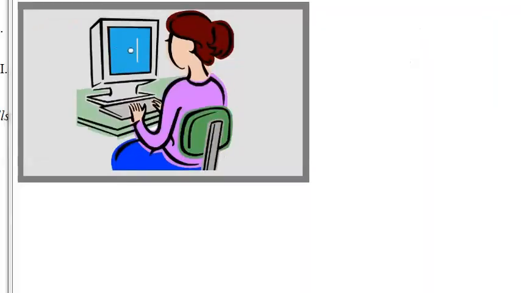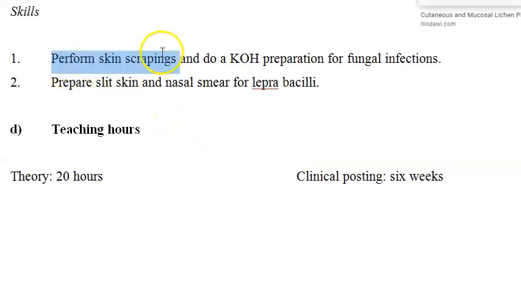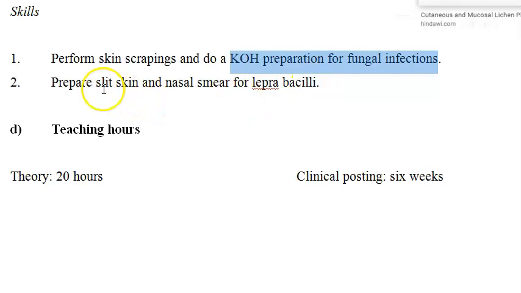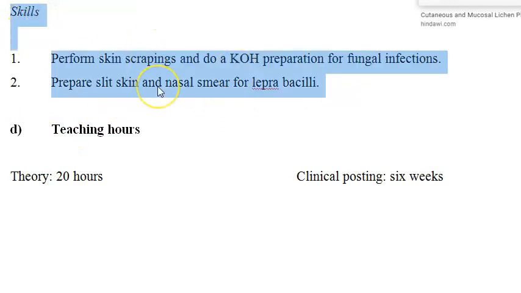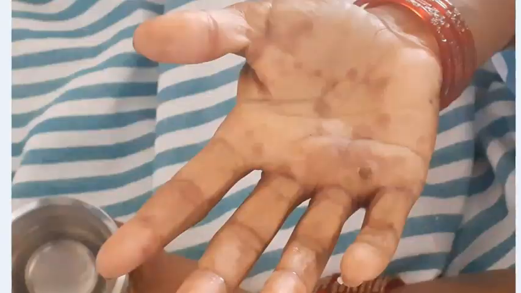Guys, let us look at what skills are expected out of you in dermatology. You should be able to perform skin scrapings, KOH preparation for fungal infections, slit skin and nasal smear for lepra bacilli. These are the manual skills you should be able to do: skin scrapings, KOH mount, slit skin, nasal smear for lepra bacilli, okay. So these are some images from our dermatology posting.